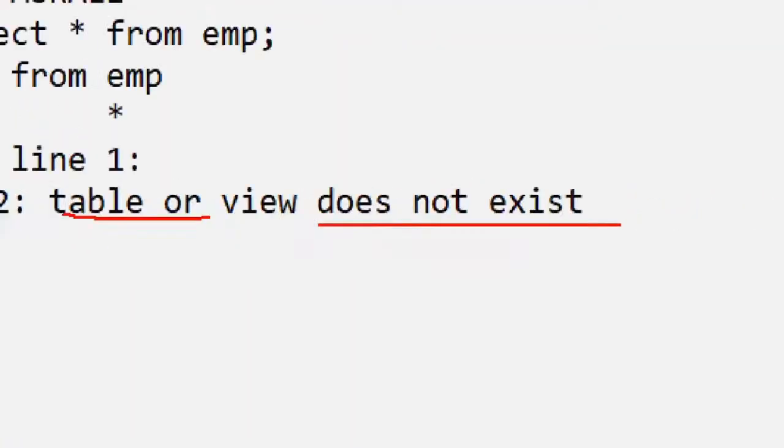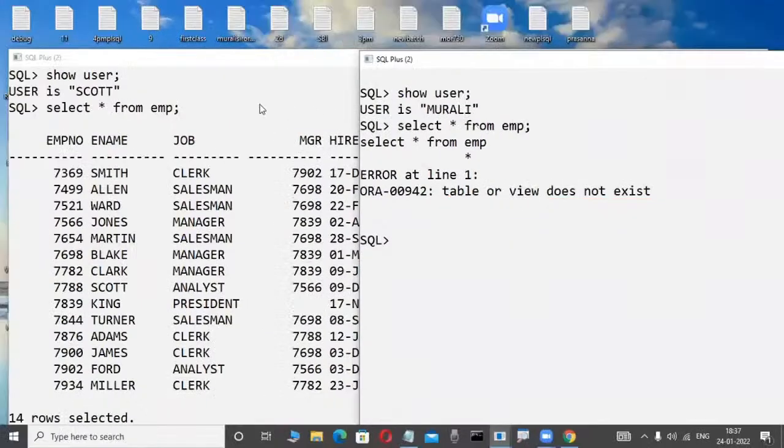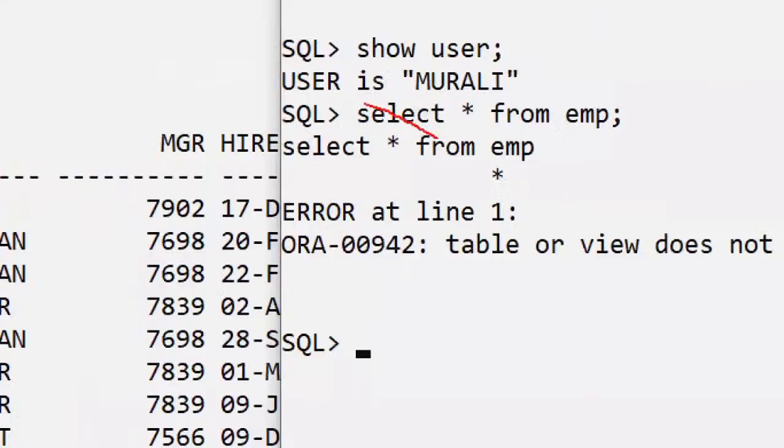View means later, don't worry. Does not exist. Suppose the Murali user is unable to access the Scott user's table in this example. If this Murali user is interested in accessing the Scott user's table, first the Murali user requests, for example, requesting the Scott employee, please give me your table only. I am using some information from your table only in my project.